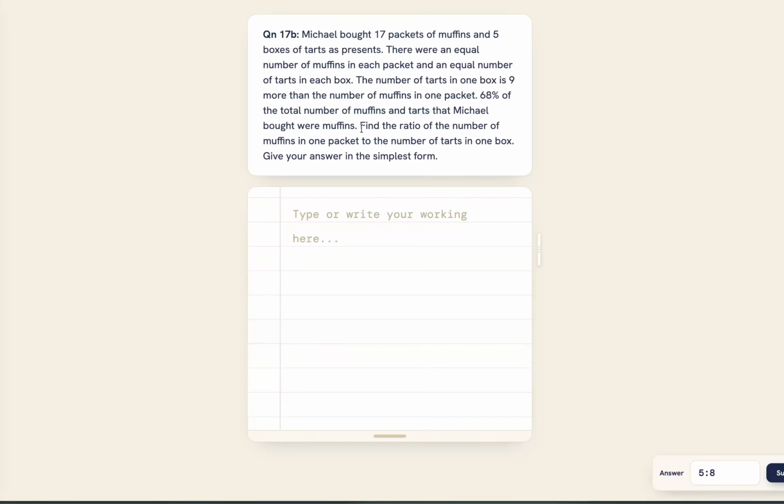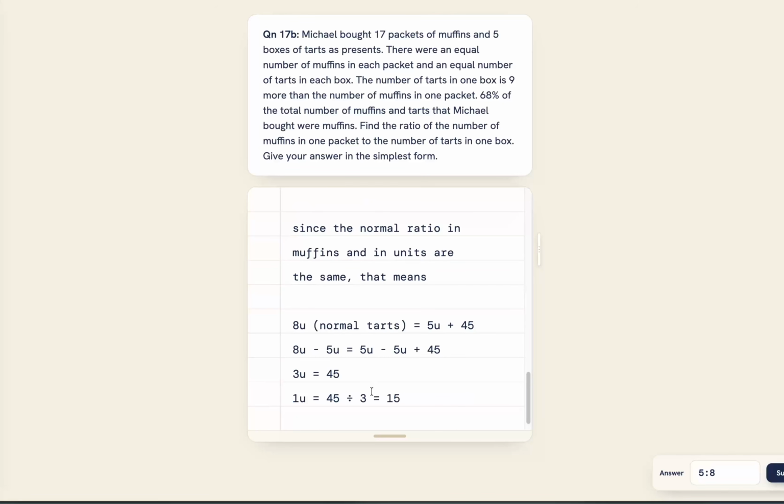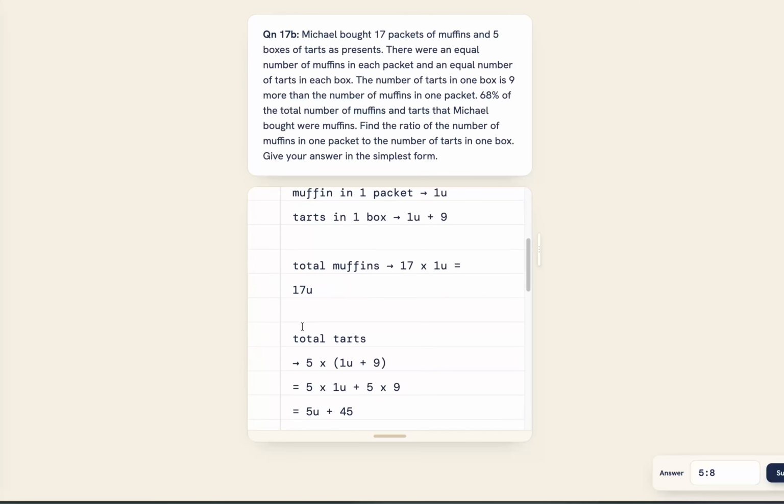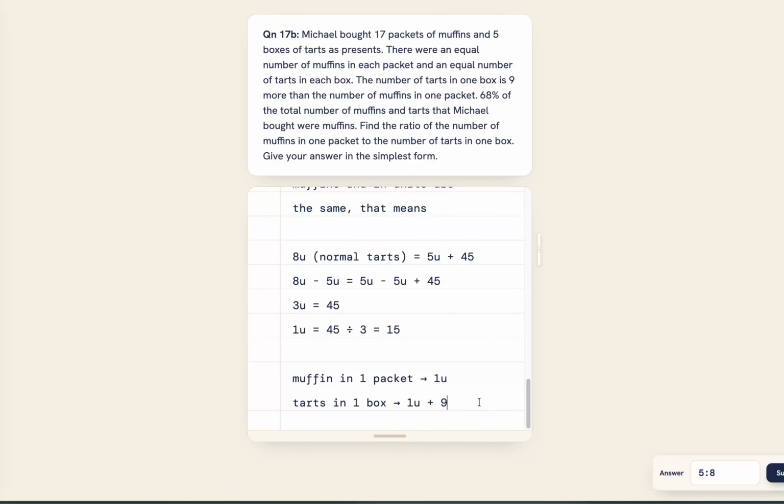So part B, question 17, part B: find the ratio of the number of muffins in one packet to the number of tarts in one box. Give your answer in the simplest form. So over here from question A, we know that 1 unit is 15. Then earlier, we know how we represent the number of muffins in one packet and tarts in one box.